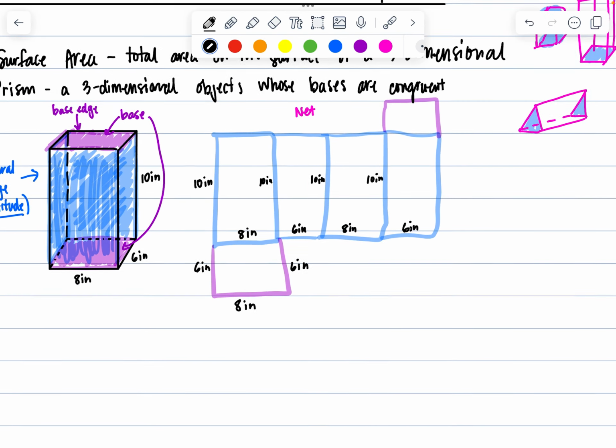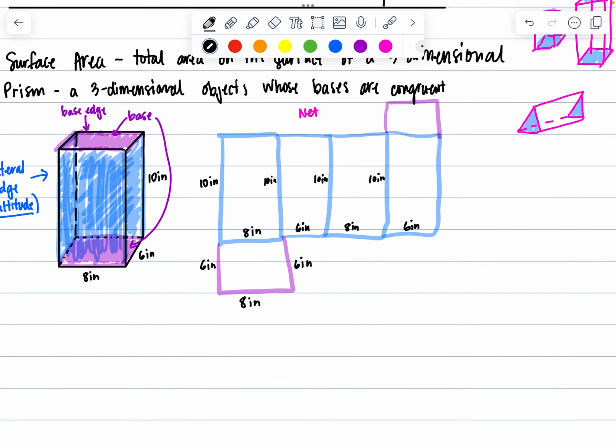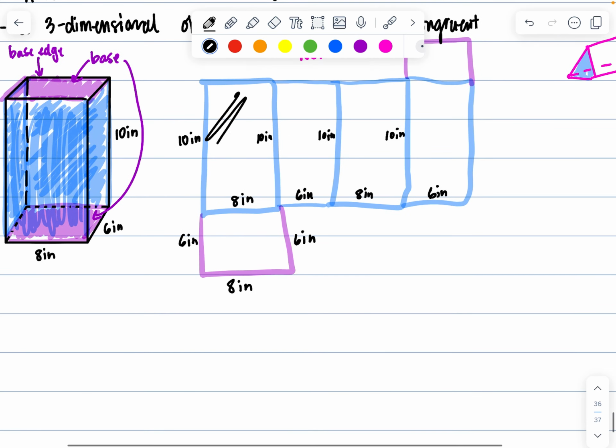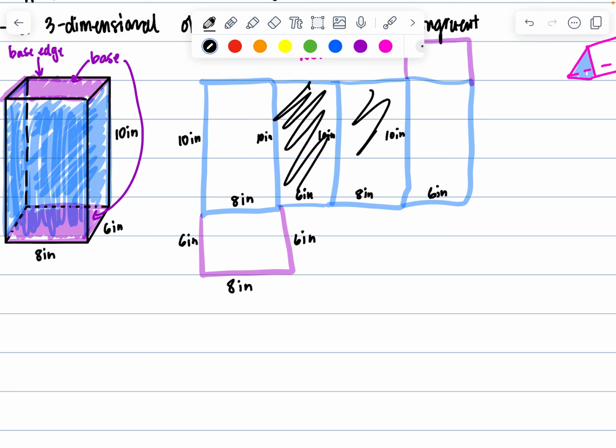Now, if we're talking about surface area, we need to calculate the surface area of all of the sides together. So what that means is, all of the areas together, the 6 areas together. So we would calculate this triangle's area, which we easily could. We could calculate this one, this one, this one, because it's all base times height, right?